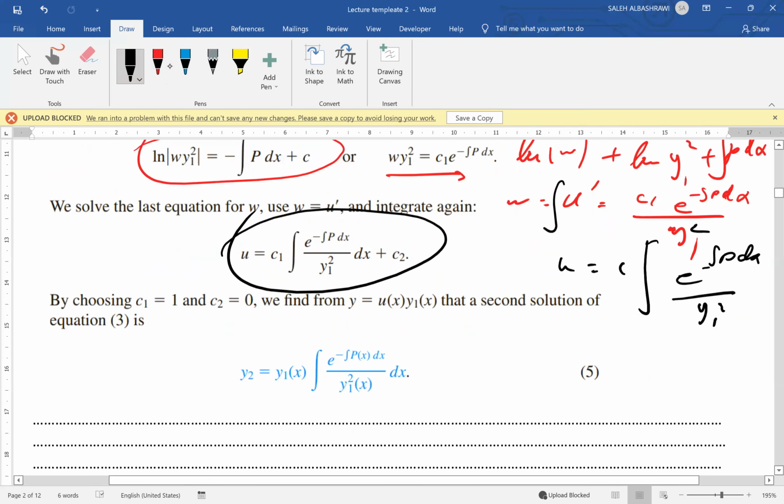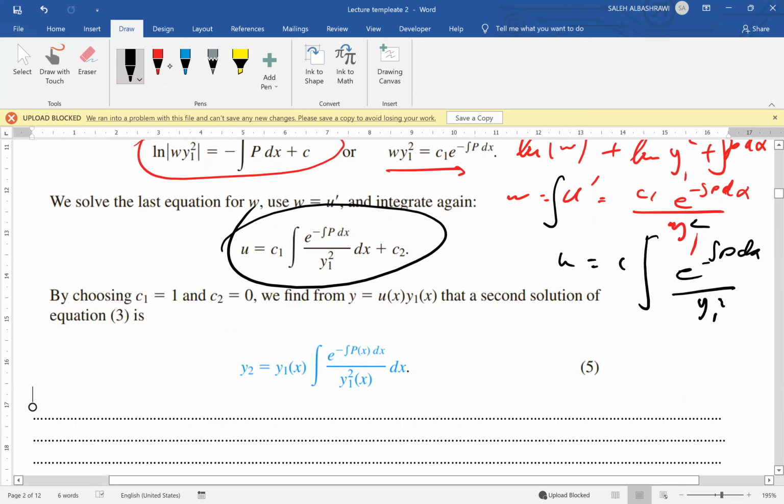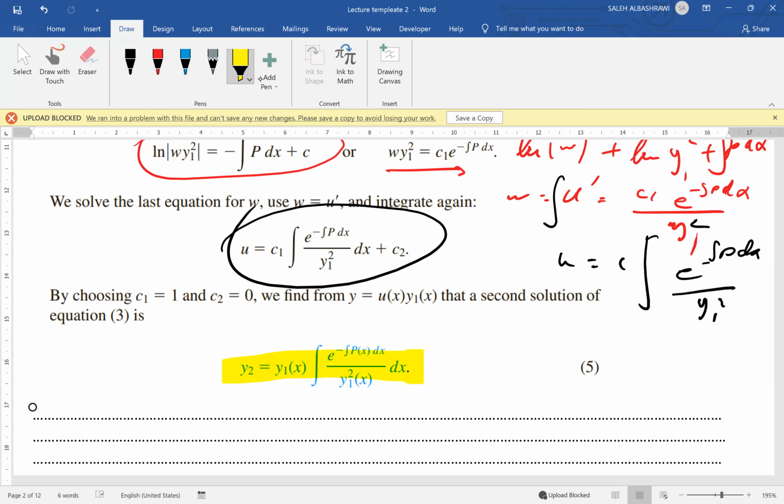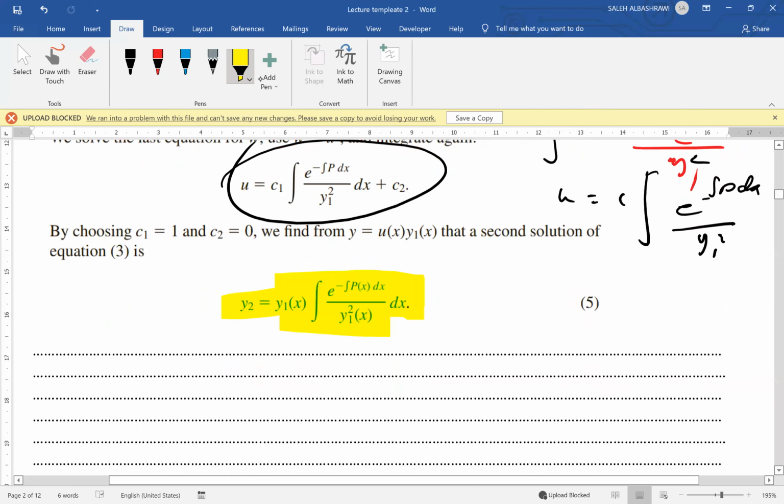So the second solution now can be written as y2 equal to y1x multiplied by the integration of e to power minus b of x dx divided by y1 square. So we are going to apply this formula to find the second solution. So the second solution, y sub 2 equal to y1x multiplied by the integration of e to power minus integration of b of x dx divided by y1 square dx. Let's apply this idea for some examples.